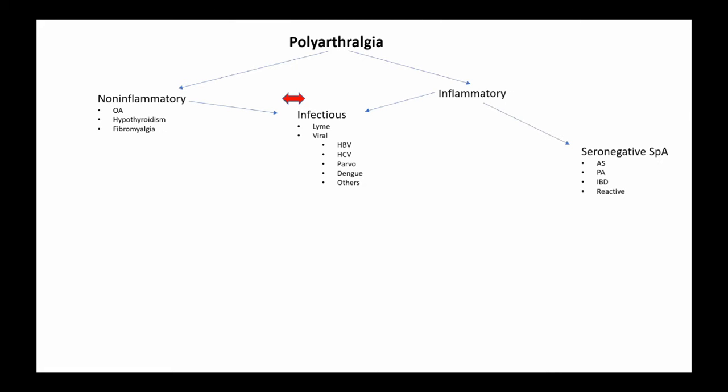Some of these seronegative spondyloarthropathies are out there, ankylosing spondylitis, psoriatic arthritis. These are going to give you more of an axial type arthritis, less likely peripheral only, less likely some of these small joints. And reactive is on here as well. No recent signs of a GI illness or a recent infection.